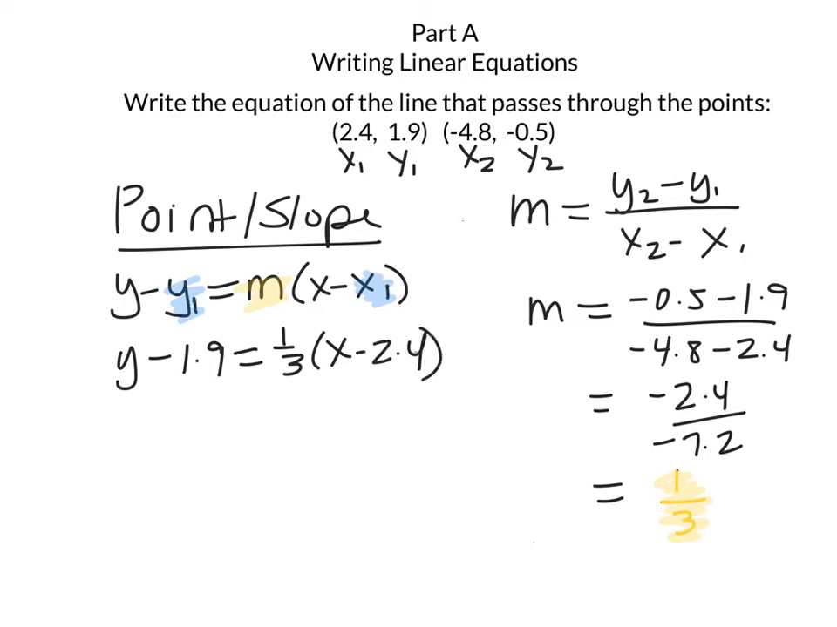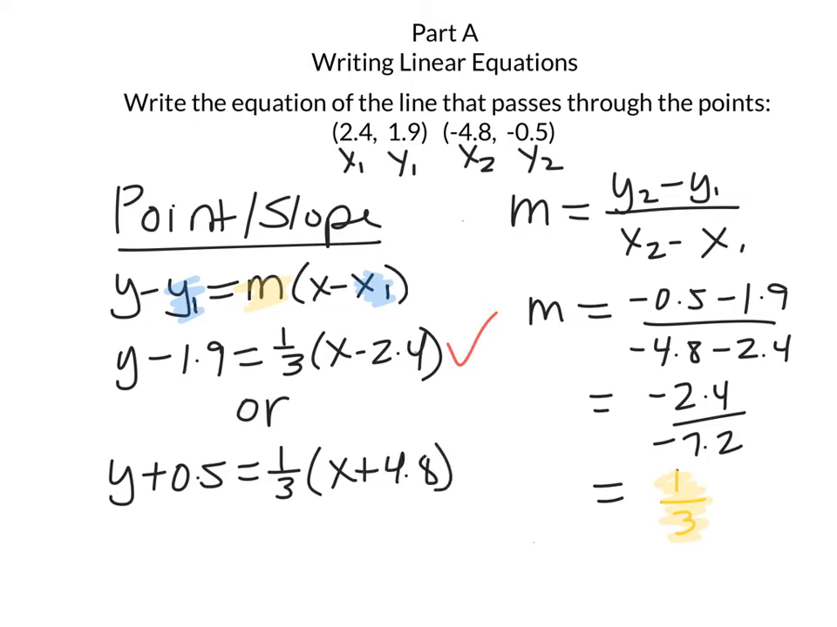Now, at that point, you're done. That is an equation of a line in point-slope form. I want to point out, though, that you could also have written it in another form. If you decided to choose the other point, if you had used this point for your x1, y1, then that equation, which is actually the same equation, it's the same line, just a different form of that equation, would be y minus, instead of 1.9, it would be y minus negative 0.5, which is the same thing as adding 0.5, is equal to that same slope of 1/3 times x minus a negative 4.8, which is the same thing as plus 4.8.